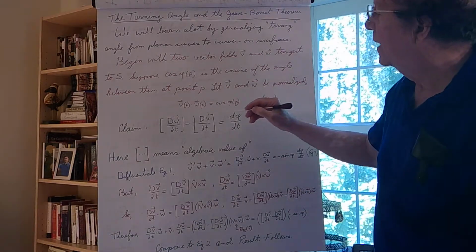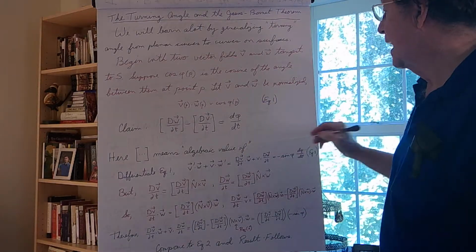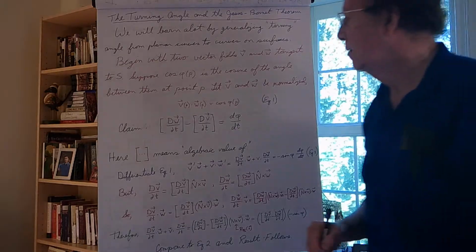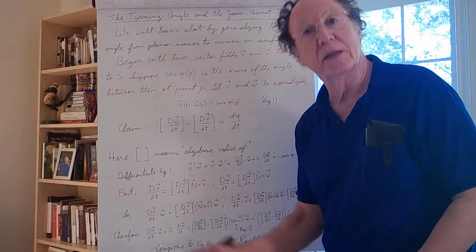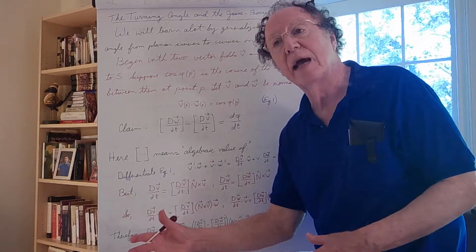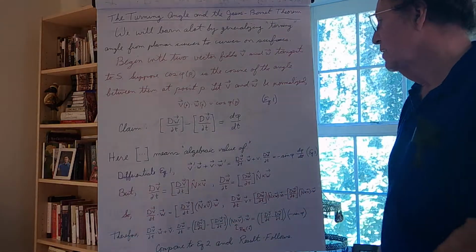What do I mean by this bracket? That just means the algebraic value of. Because if I take a covariant derivative, it has a magnitude and a direction, and I'm just taking that unit direction off.